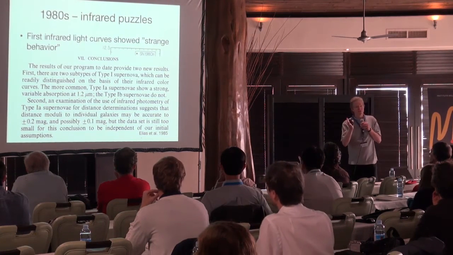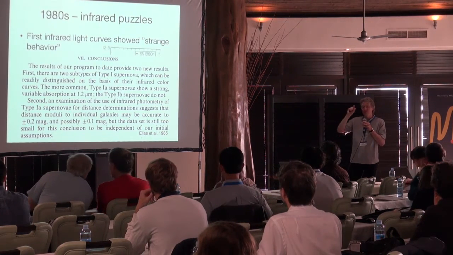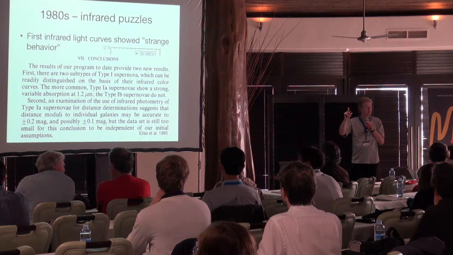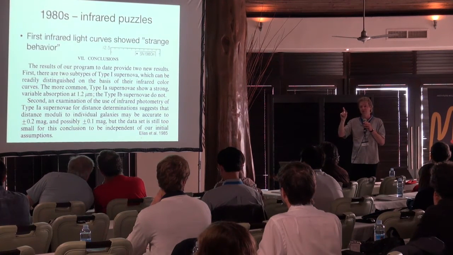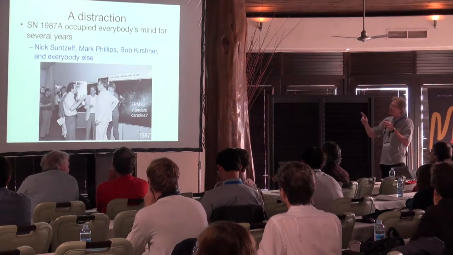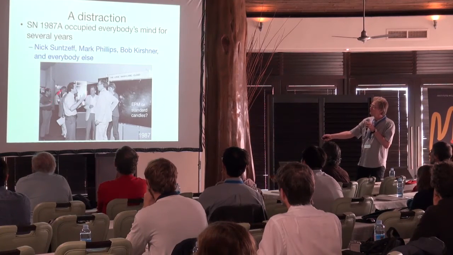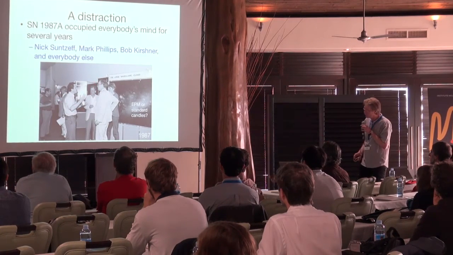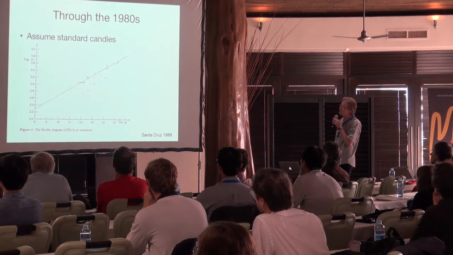Now, the one point I want to make here is this, if you do have a new class, it better be something different, okay? Just introducing a new class because it looks different doesn't really help you. Okay, I'm running out of time. So there's a distraction. This is 1987A. Everybody moved off. Here's Bob Kirshner. Here's Gustav Tammann. This is a Hubble diagram, some fools showed at the Santa Cruz meeting.